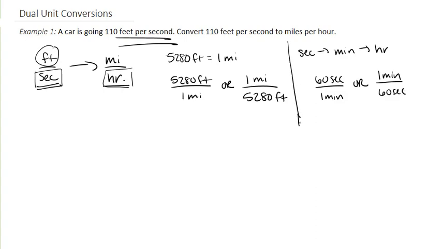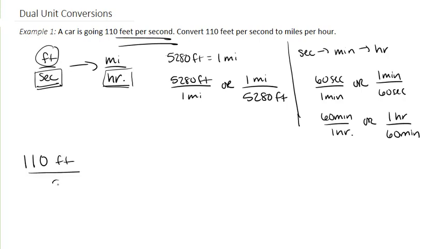And then we also have to go from minutes to hours. So we have 60 minutes to 1 hour or 1 hour over 60 minutes. So these are conversion factors that we're going to need to solve this problem. So we have 110 feet per second.